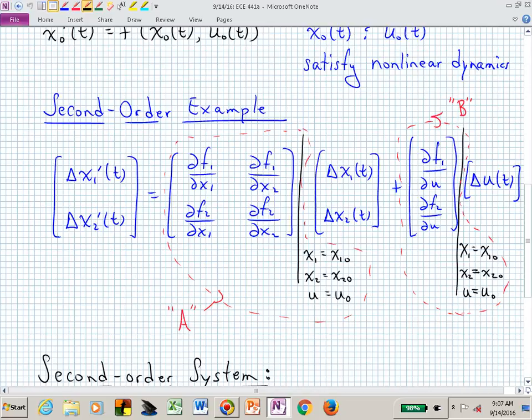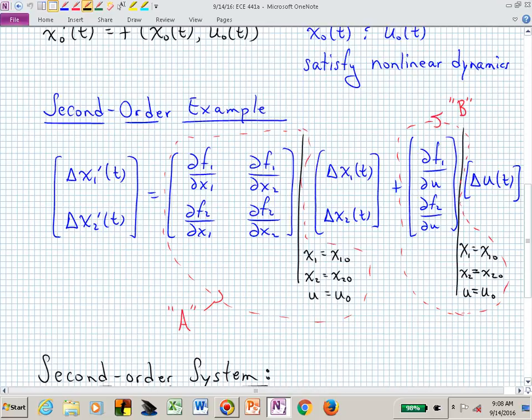The B matrix would have 2 rows and how many columns? It would have as many columns as we had inputs, so it would have 3 columns. The B matrix would be 2 by 3 if we had a second order system with 3 distinct inputs. So the B matrix can be something other than just a column matrix.